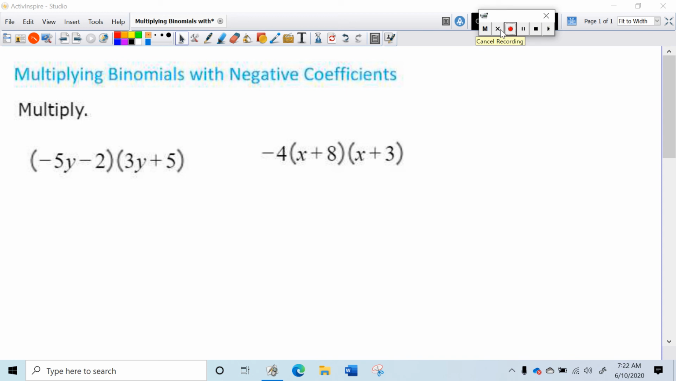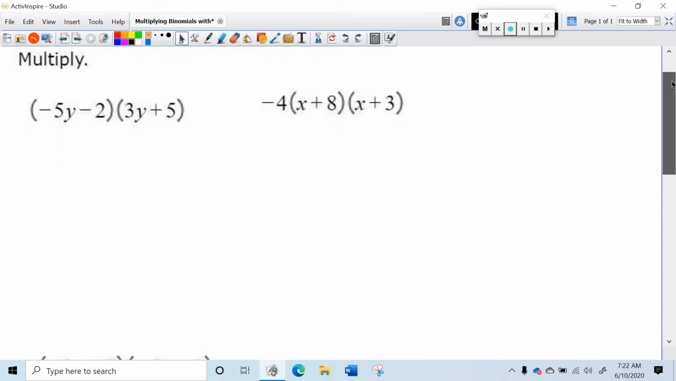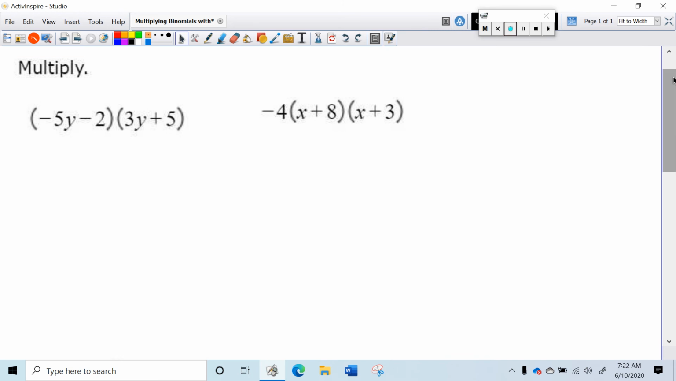Okay, these binomials have numbers in front of the variables. So what I'm going to do is go ahead and show you the three different methods, or remind you of the three different methods to multiply binomials. Even if it's got negative numbers, it will work. And then I will let you decide which method you prefer. So on the first one, I'm going to use the distributive property.